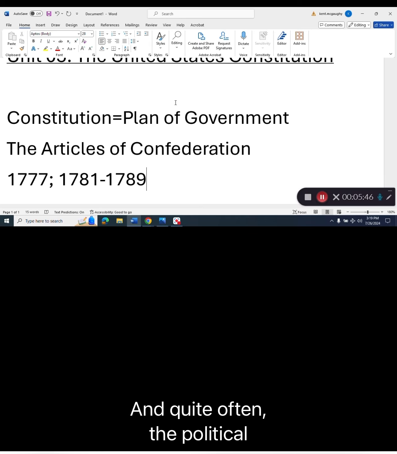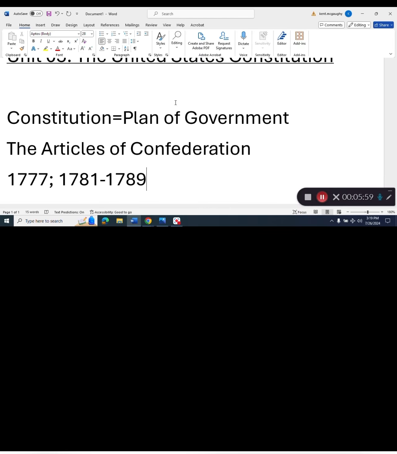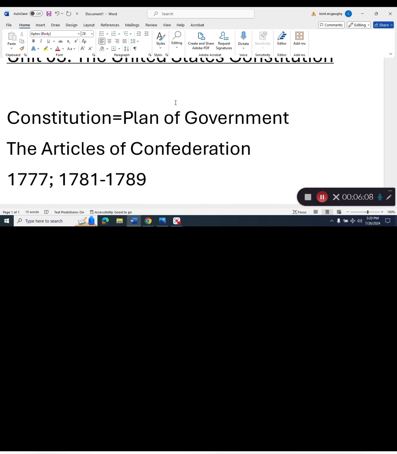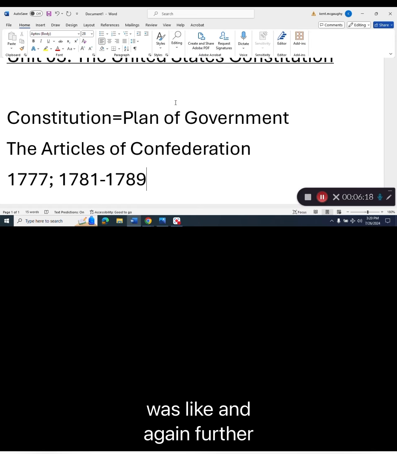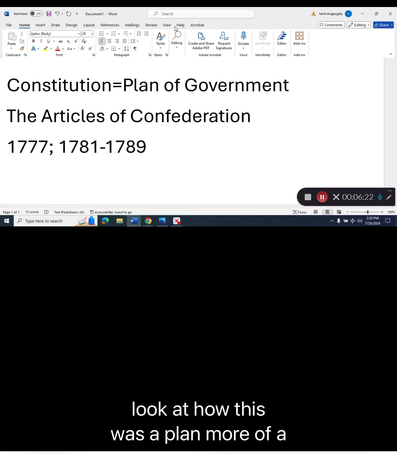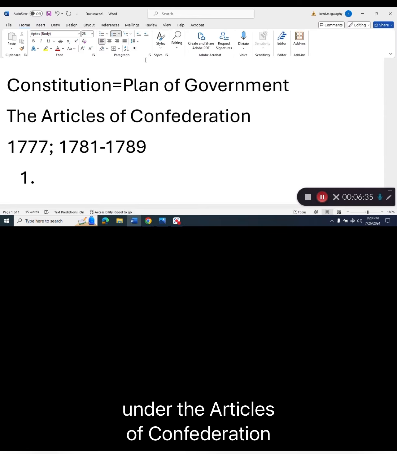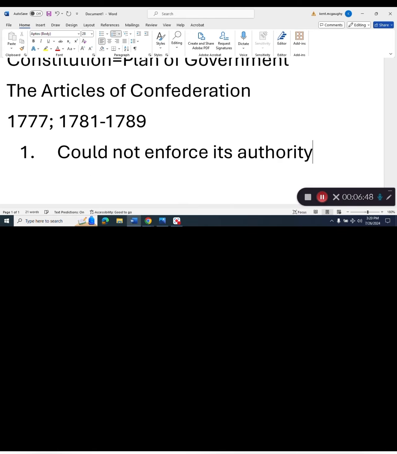And quite often, the political developments that occur during a war are more important, more crucial than what happens on the battlefield. And the example of the Articles of Confederation is one of those times. And so, let's talk a little bit about what the Articles of Confederation was like. And again, further look at how this was more of a plan of no government. So let me first indicate that the national government under the Articles of Confederation could not enforce its authority.